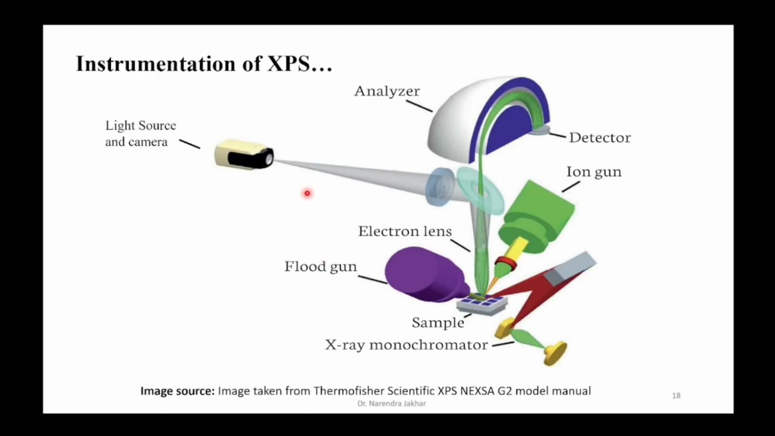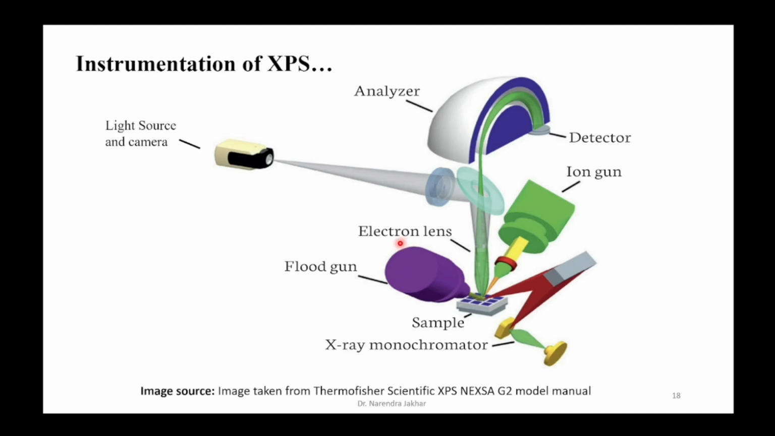So this is a schematic idea. This image is taken from the Thermo Fisher Scientific XPS Nexsa G2 model manual, and this instrumentation gives us the idea of the different components or parts of the XPS. So here is a light source and camera, which gives us the image of the sample on our monitor, and here is the sample mounted on this sample holder. This is the sample holder, and your sample is mounted somewhere here, and this is the flood gun.